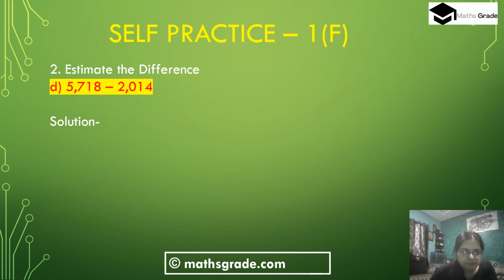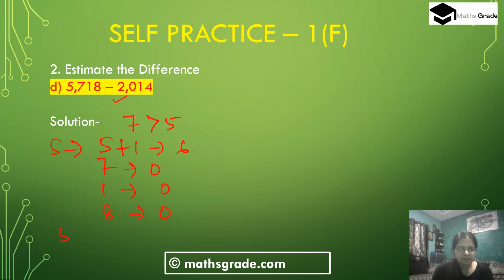Now question number D bit. 5718 minus 2014. First we have to round this number to the nearest 1000. That is 5718. In 5718, when we round to the nearest 1000, first we look at the 100 place digit. Here the 100 place digit is 7. 7 is greater than 5. So we have to add 1 to the 1000 place digit. Now 5 plus 1 is 6. 5 changes to 6. And the 100 place digit 7 changes to 0. Write down 0 in the 100 place. And this tens place digit 1 changes to 0. And the unit place digit 8 changes to 0.